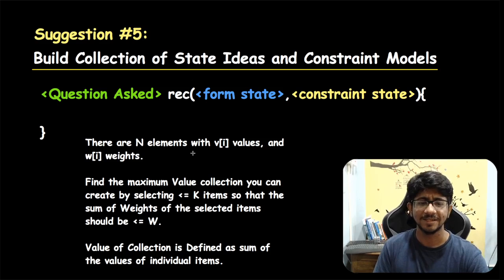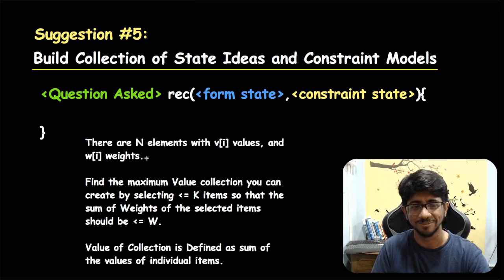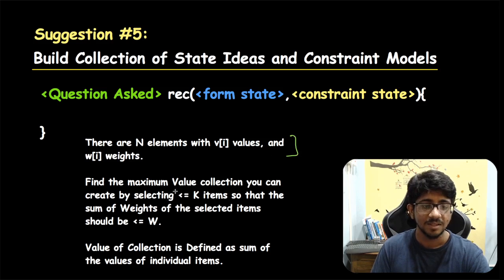So let's take a simple question, not so simple in fact. Let's say there are n items with value vi and weight wi. Standard knapsack setup. We have to find the maximum value you can create by selecting less than or equal to k items, and the sum of weights of the selected items should be less than or equal to w. So this is the main problem: find the maximum value that you can create.